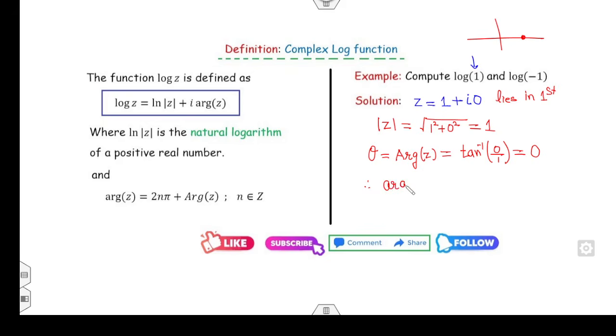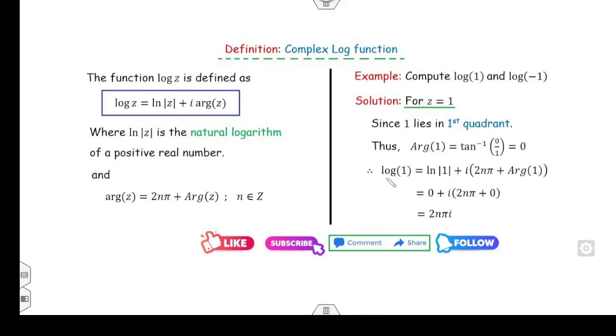So it lies in the first quadrant, angle is 0. Therefore, small ARG is 2n pi plus capital ARG. Capital ARG is 0, so the answer is 2n pi. I can substitute both the values. Mod of z is 1, small ARG will be 2n pi. So log of 1 will be 0, and the answer is 2n pi iota. That is the answer for the log of 1.